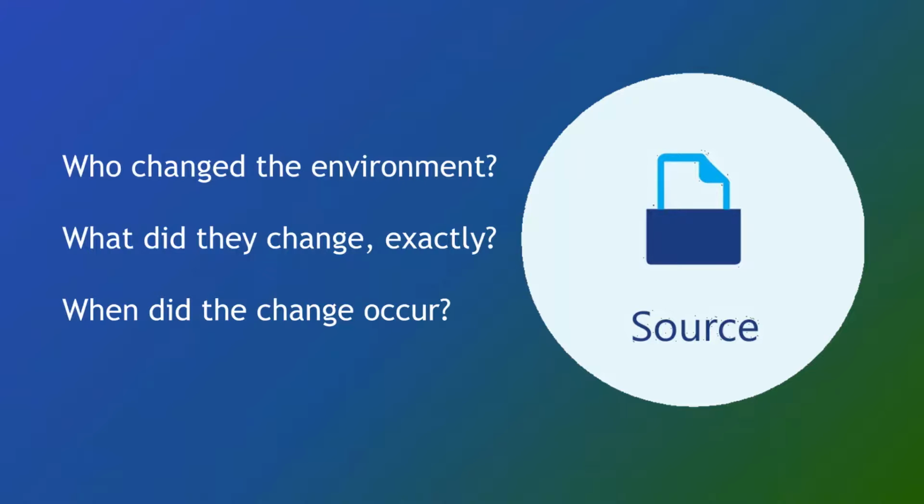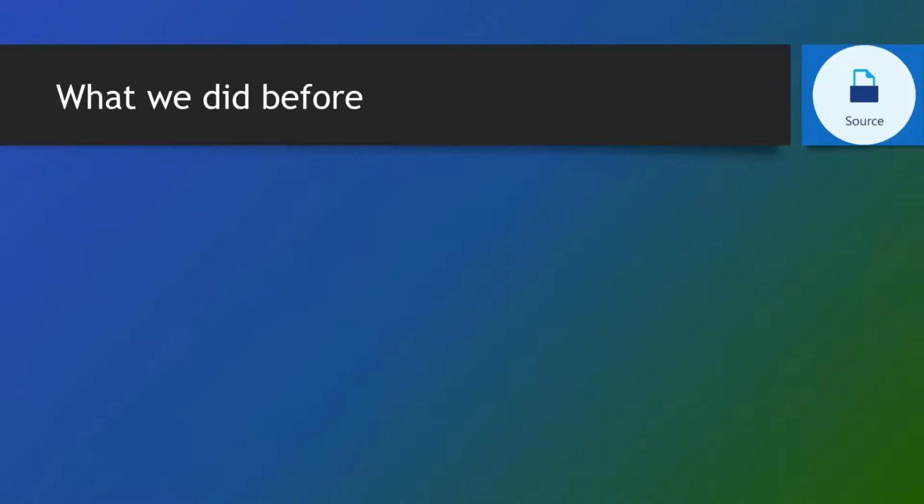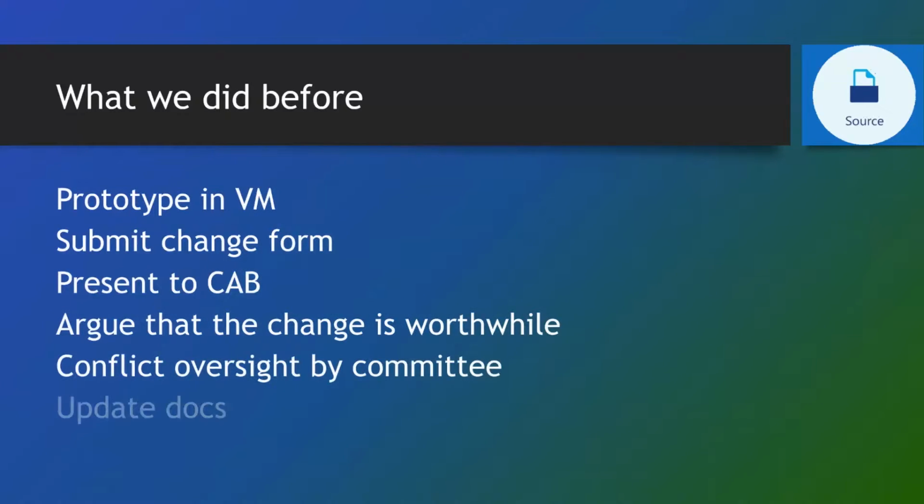So the things we've always struggled with in change management: who made changes, when did that change happen, why did that change happen, was it documented, did we follow the process, things like that. So what did we do before, for any point in time before now? So in theory, first, we took that change, we tried it in a virtual machine, we went and submitted the form, we went and presented to the change advisory board. We argued to the board that, yep, this is definitely something we have to do. Hopefully, if 2 people proposed a similar concept and there was potential for overlap in configuration, we caught that. Didn't always happen. And then obviously we update our docs because we're good stewards of our environment, right?